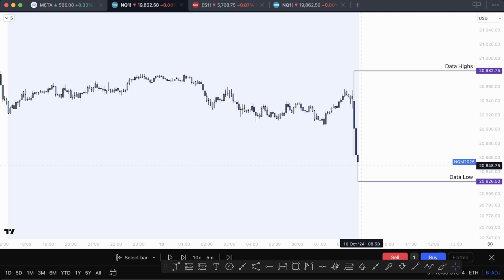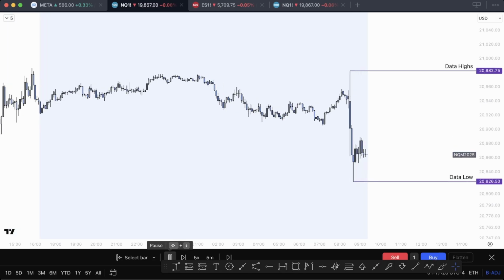Before we go into a live example here, it's important to know why this is such a powerful form of drawn liquidity. Anytime data comes out, the market will expand so rapidly that orders will not get filled. So it's the market maker's job to pull price either back to data highs or data lows to fill those orders before price continuously expands. Now that you know the why, let's dive into a live example here.